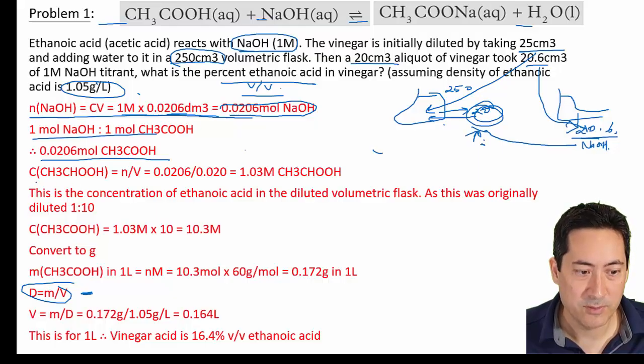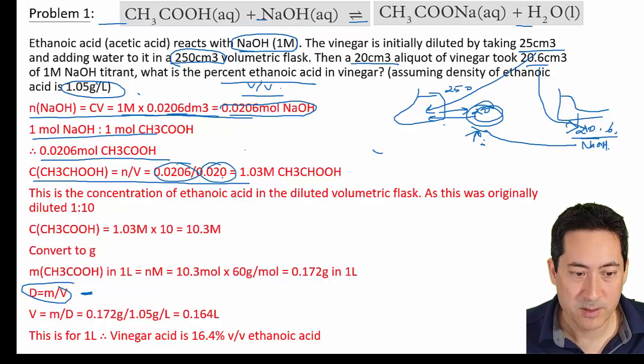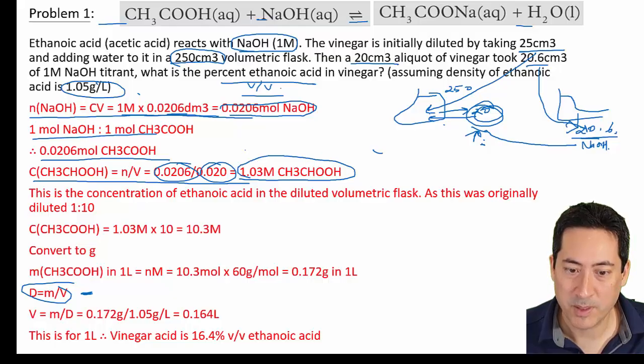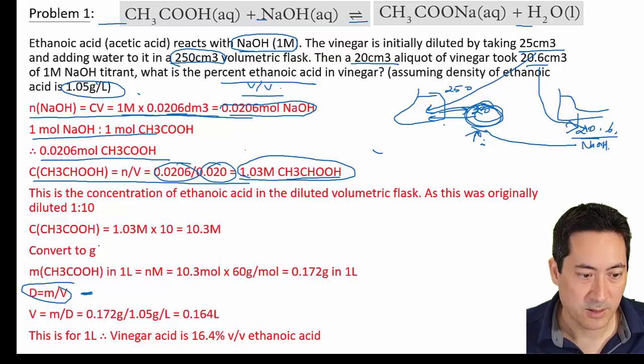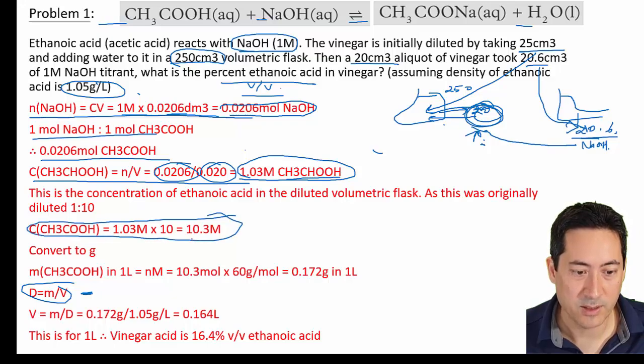And so we have this equation here. And so we have this many moles in this many mils. And so that concentration of that aliquot, that portion that we took out, is 1.03 molar of acetic acid. Okay, now that original solution was diluted 1 in 10. So we need to times that by 10. And so the actual original concentration of the acid was 10.3 molar. Okay, so that's sort of finished, but this is asked for a little bit more.